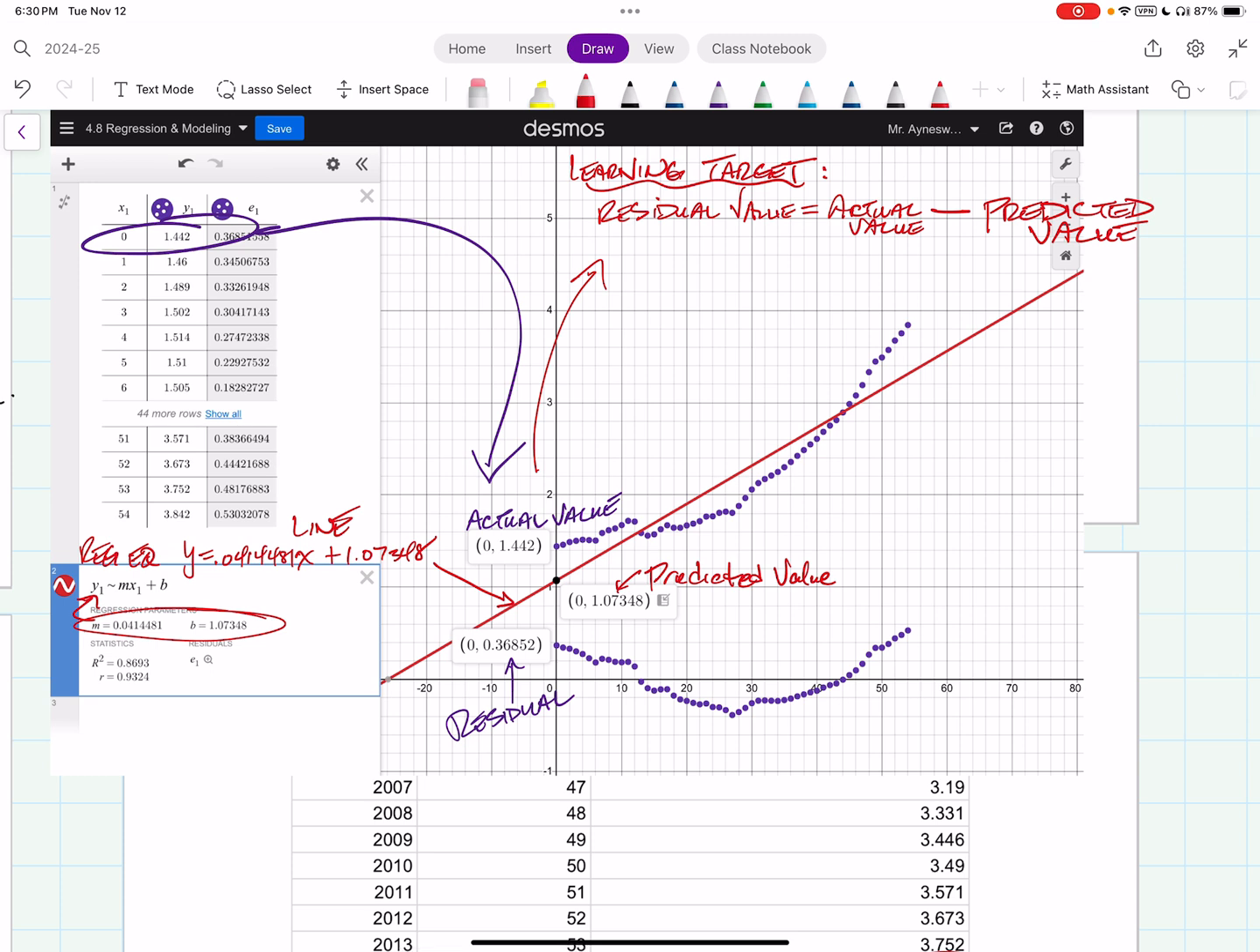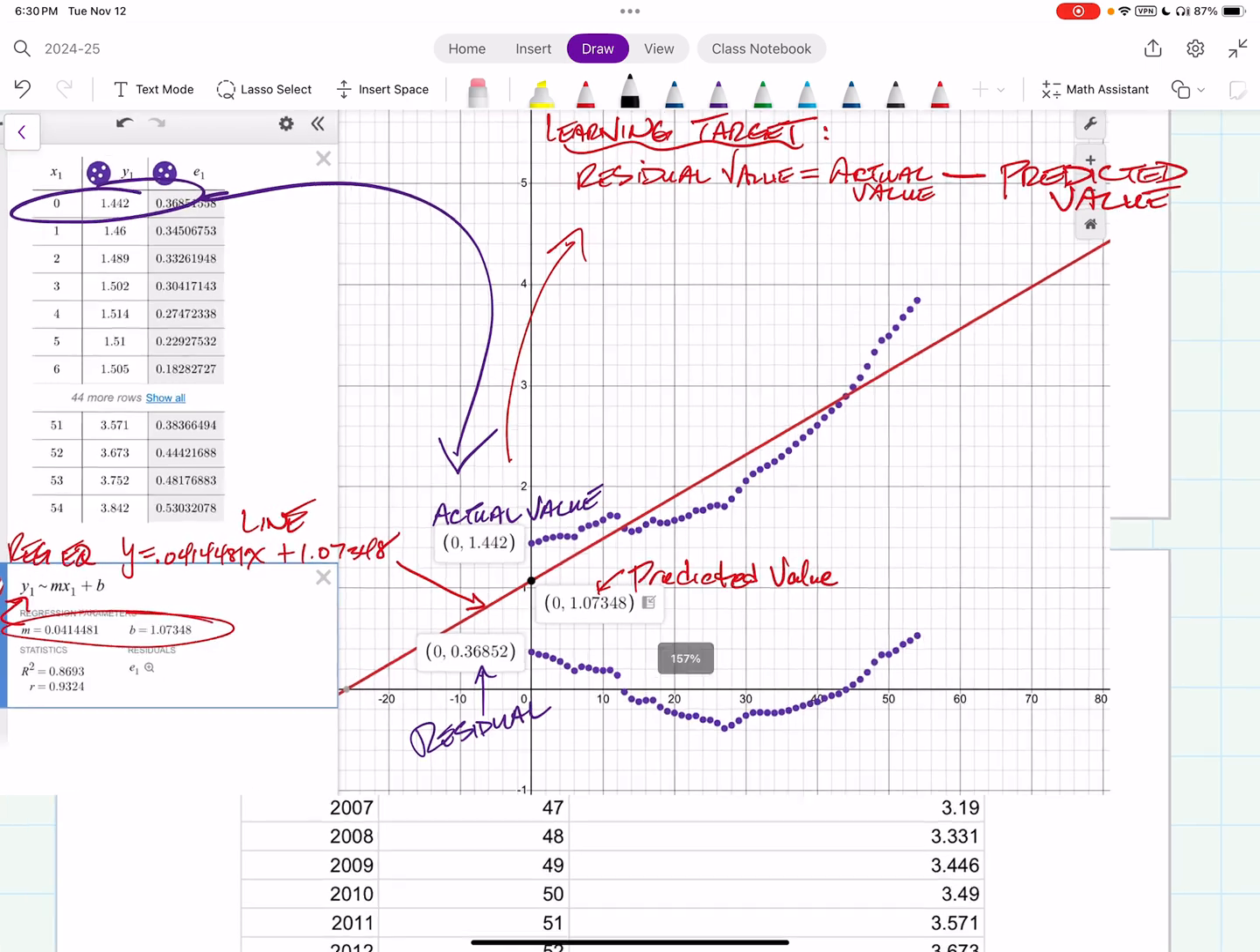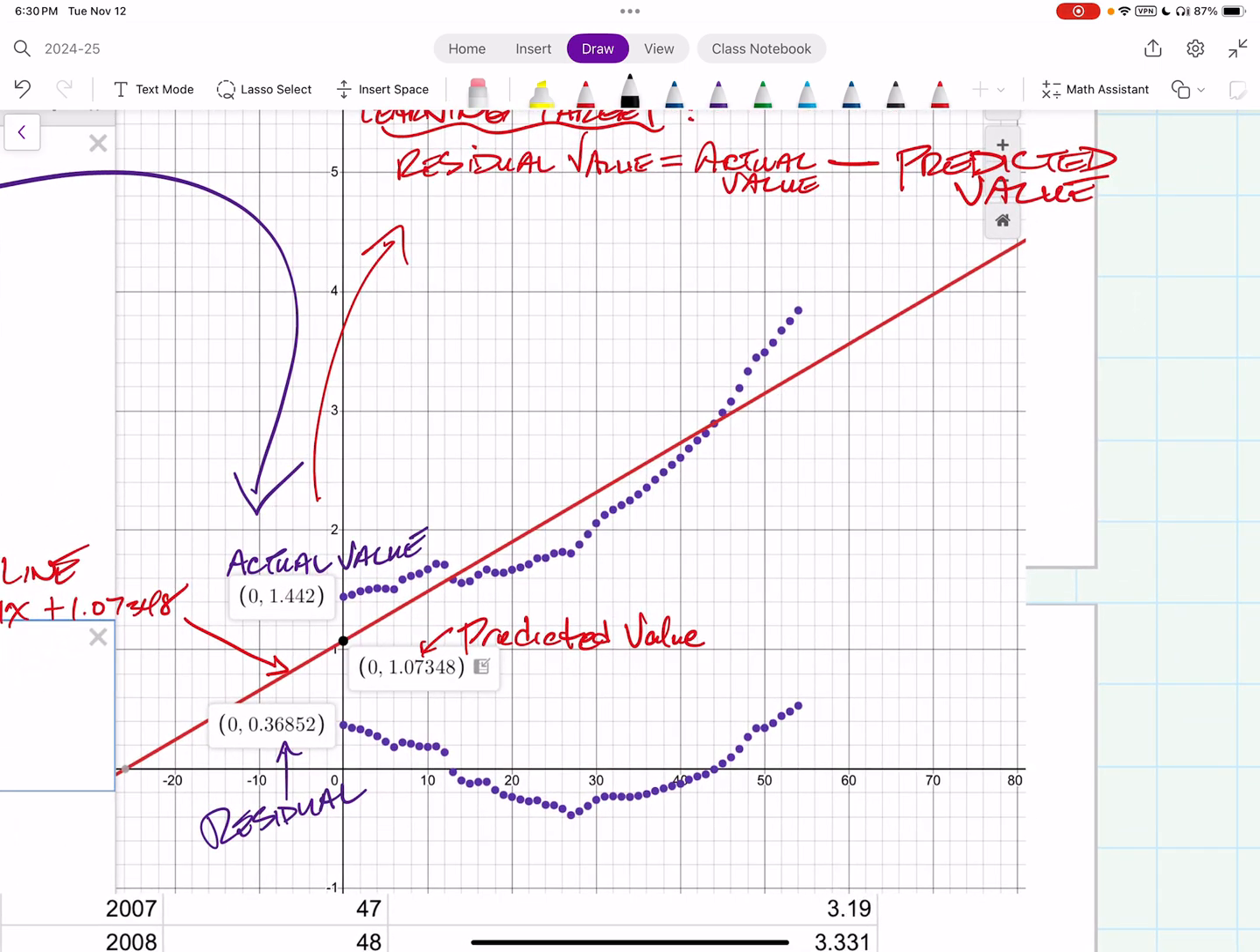I'm trying to go as slow as I can for you guys. So there's one of the main key concepts of the lesson here. Let's prove it mathematically. If we calculate the residual value, it says right here on the computer screen that the residual is 0.36852, and that should be equal to the actual value, which says 1.442, minus the predicted value, 1.07348. Let's see if this is actually true.